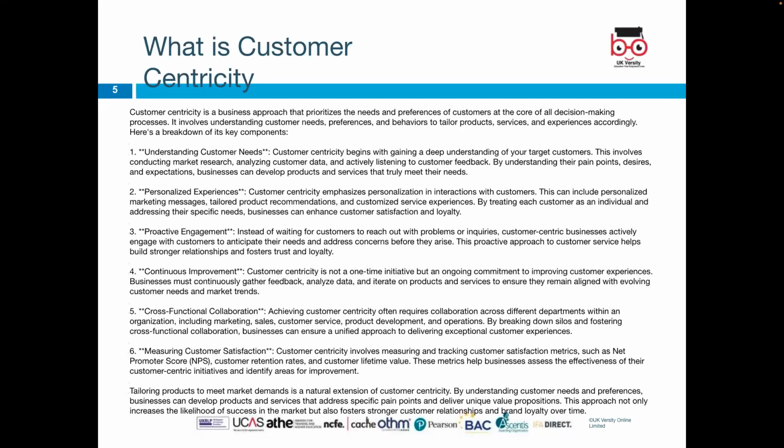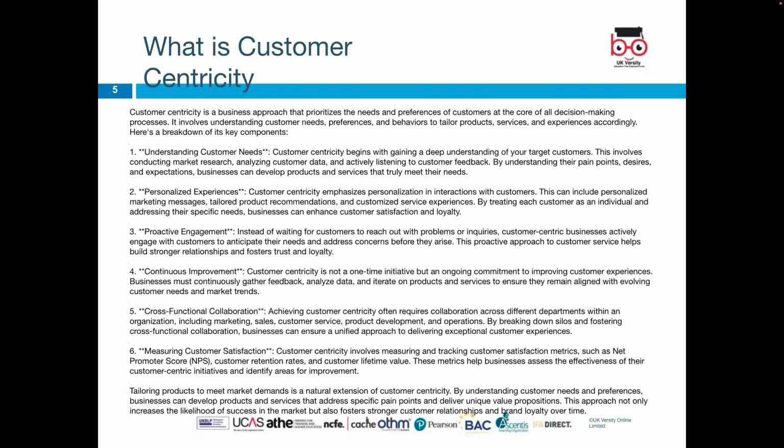The first component of customer centricity is understanding customer needs. The second one is personalized experiences. The third one is proactive engagement. Fourth is continuous improvement. Fifth is cross-functional collaboration. And the sixth is measuring customer satisfaction.